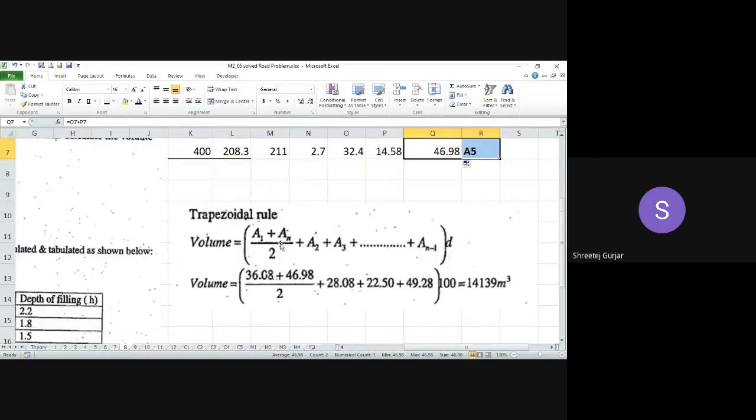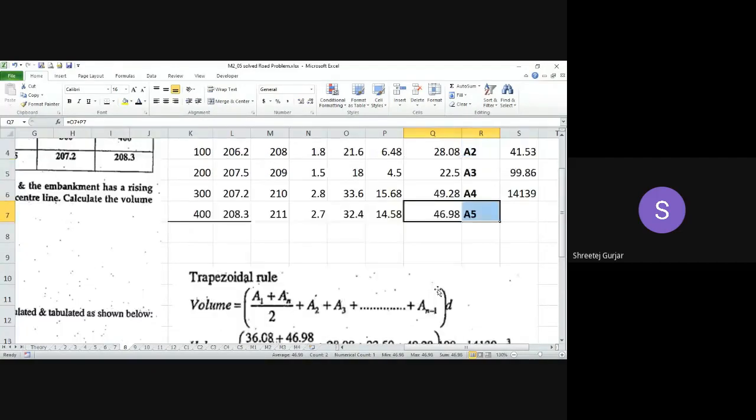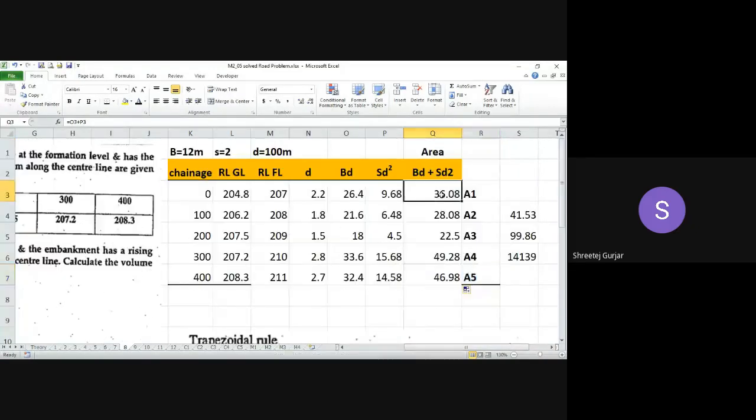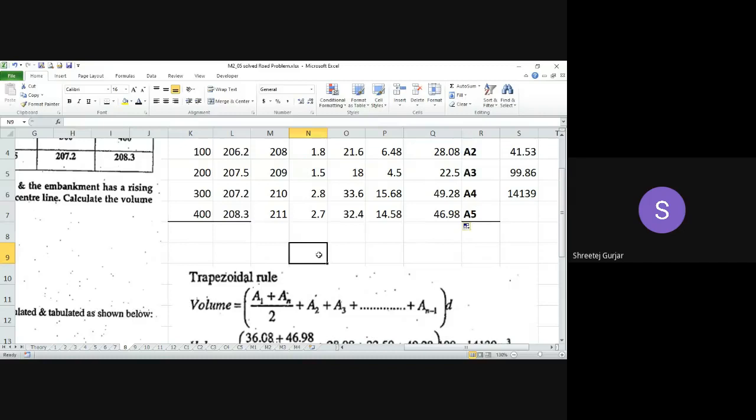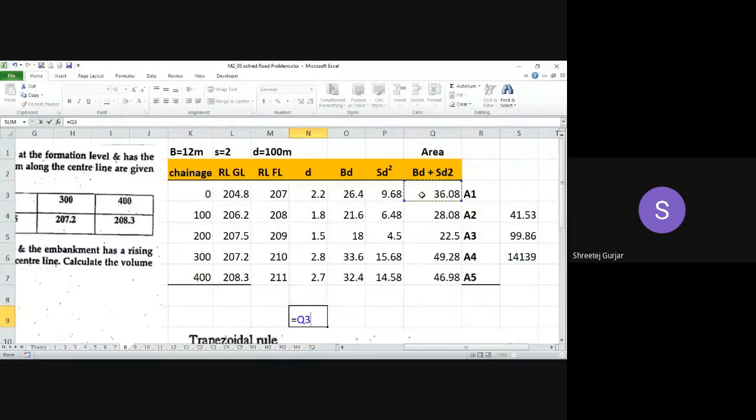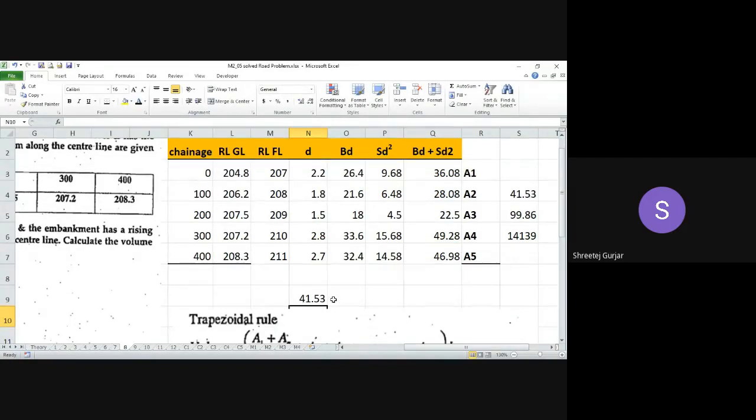Okay, summation: the average of the first and last, plus the summation of the remaining. So what is the average of the first and last? First plus last divided by 2, that we will write down now: equal to first plus last divided by 2. Okay, so this is done.